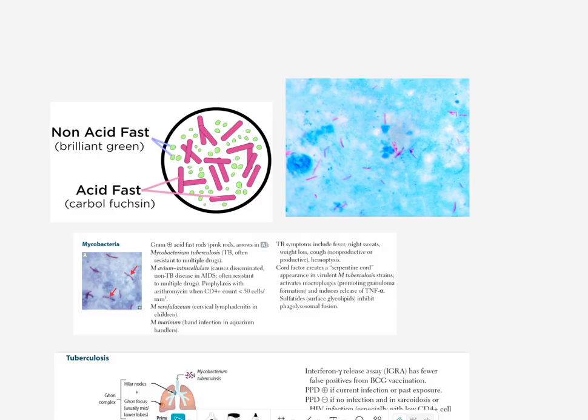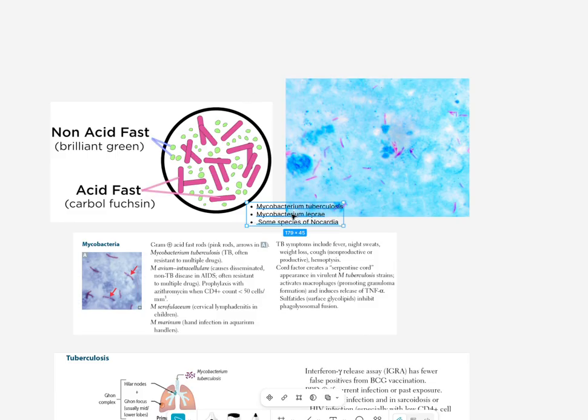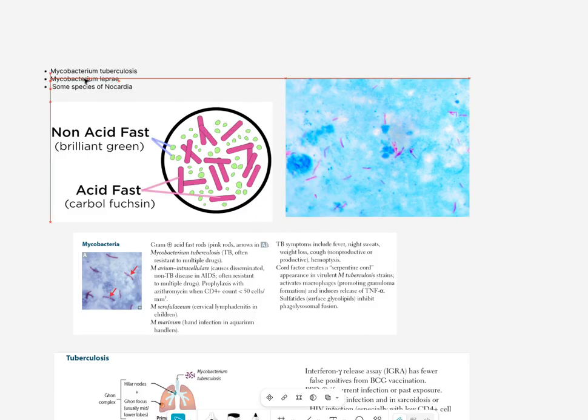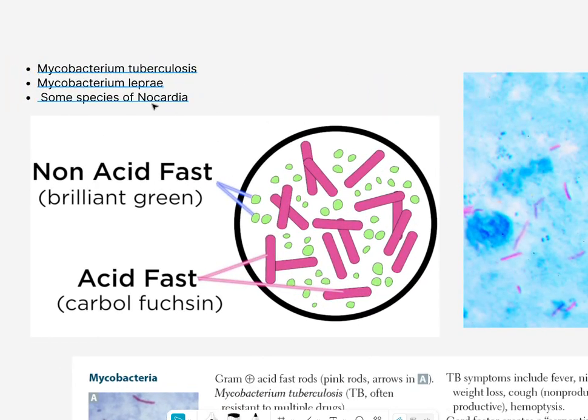The classic organisms which are acid-fast stain positive include Mycobacterium tuberculosis and Mycobacterium leprae, and also some species of Nocardia. So previously we saw that Nocardia is weakly acid-fast staining, but it does stain acid-fast. Okay, the secret is the mycolic acid.